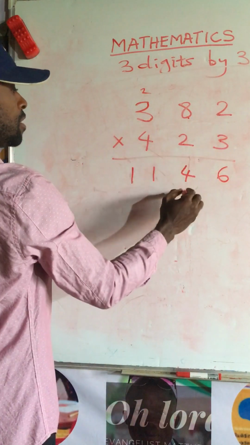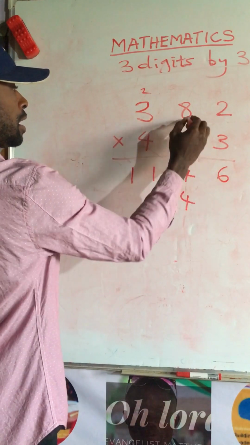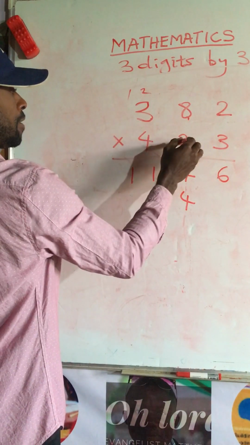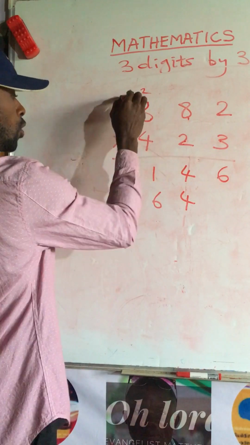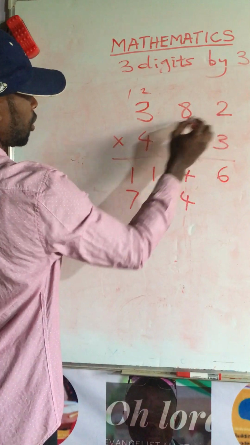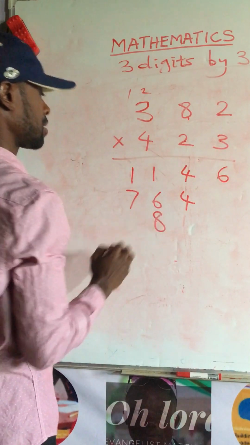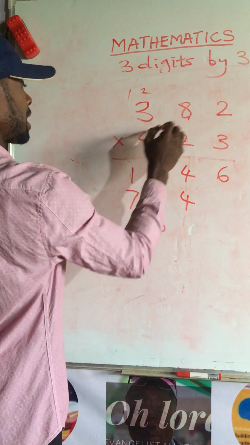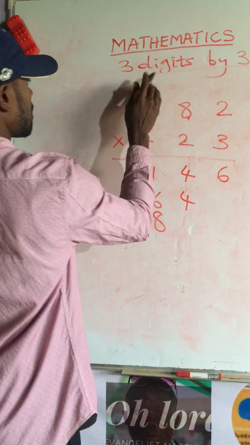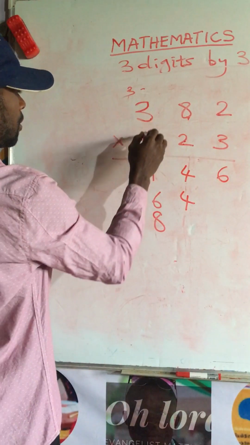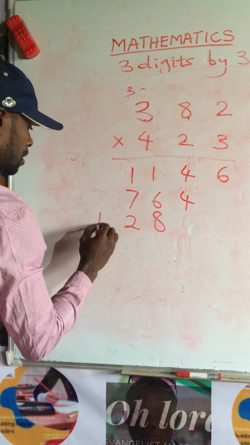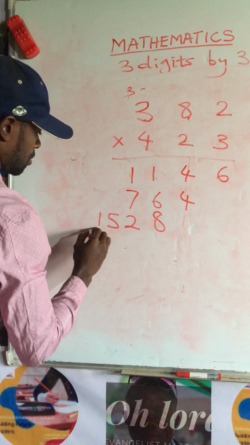2 times 2 will give you 4. 8 times 2 will give you 16. So you carry 1. 3 times 2 will give you 6 plus 1, 7. So 4 times 2 will give you 8. 8 times 4 will give you 32. So you write your 2 and carry 3. 4 times 3 will give you 12. 12 plus 3 gives you 15.